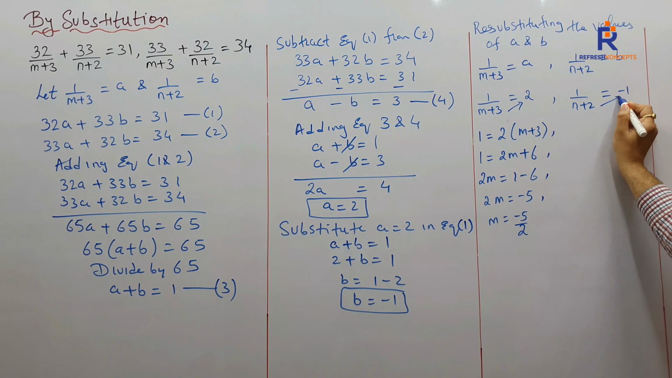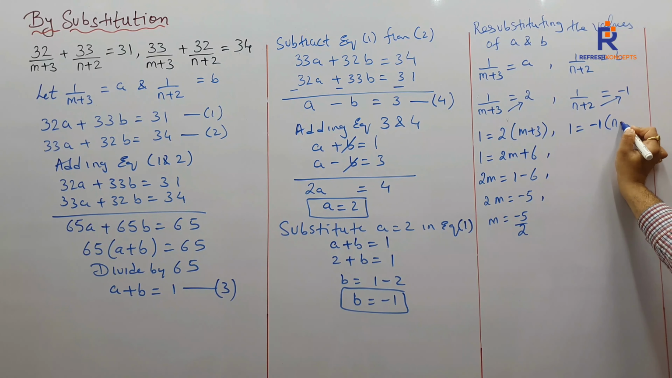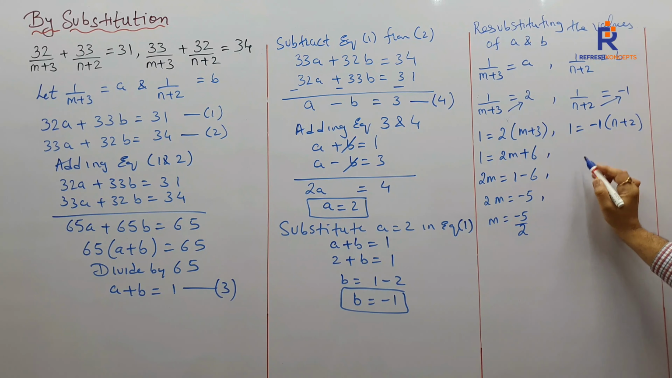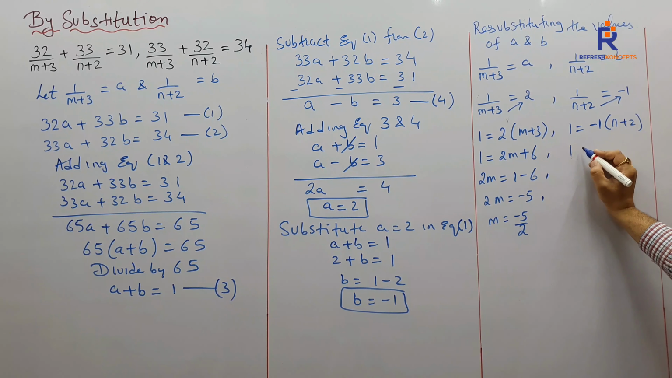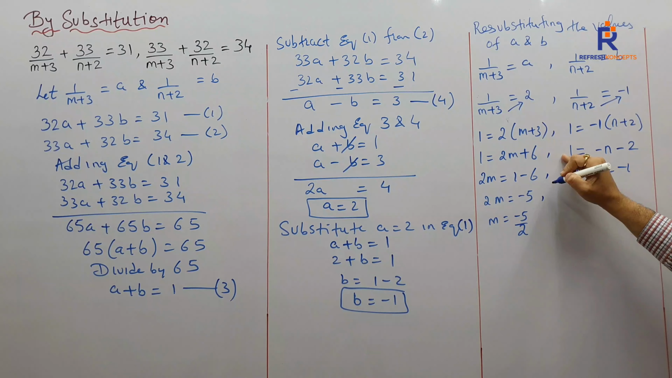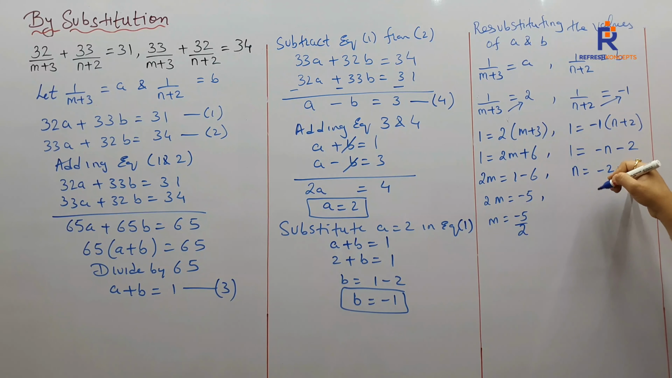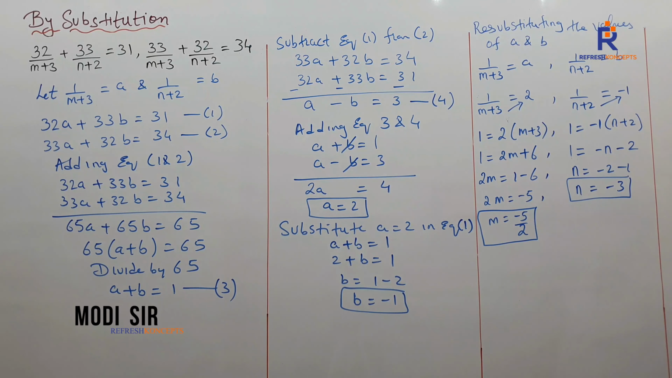Here, again on the same lines, 1 is equal to minus 1 into n plus 2. 1 is equal to minus n minus 2. Let the n go here, 1 should come here. n is equal to minus 2 minus 1. n goes there, plus; plus 1 comes here, minus. n is equal to minus 3. So m is equal to minus 5 by 2, n is equal to minus 3.